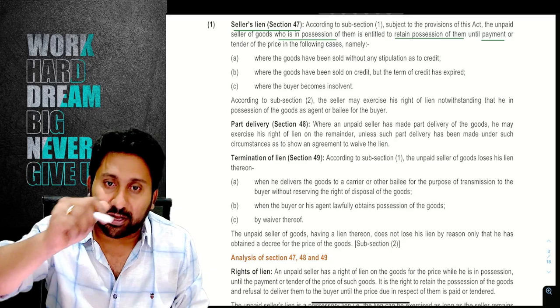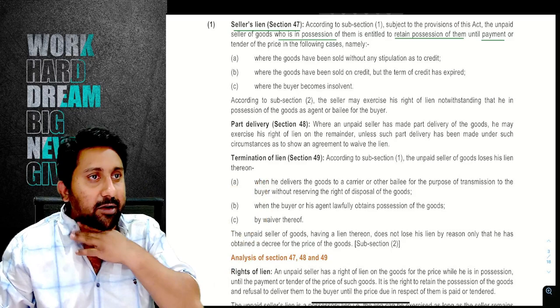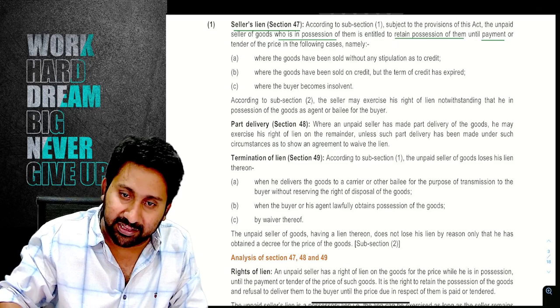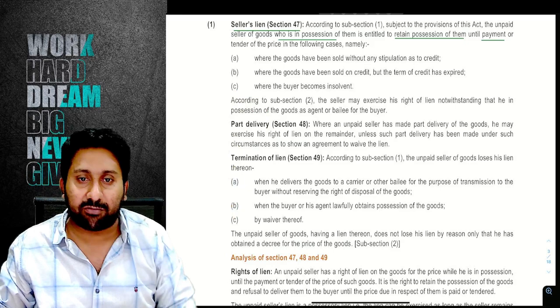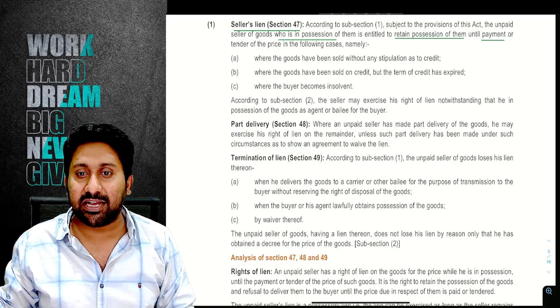Number one, where the goods have been sold without any stipulation as to credit. One person came to me and said that he wants this good. I said okay, I will sell it at 5,000 rupees. I have drafted the invoice, everything has been made, I signed and gave the invoice to him. I said, sir, just wait for 10 minutes, delivery of the goods will be made. He said that he can't make payment today. First, he will tell me to stop that delivery. Means what? I will exercise the lien.